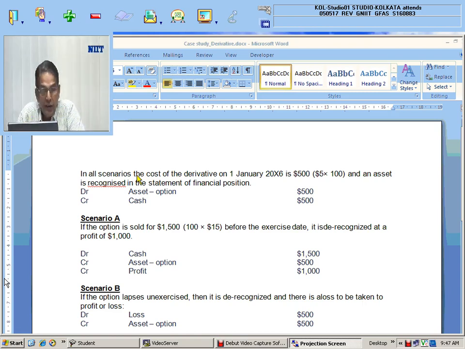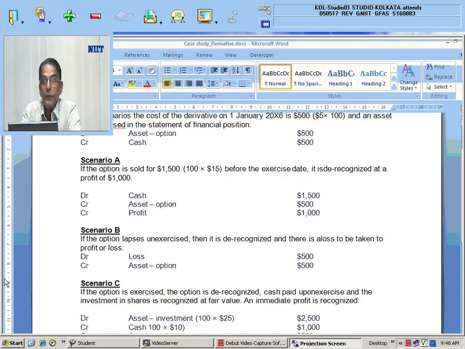That is the second scenario. If the option lapses unexercised, then it will be derecognized again because the contract is no more valid. It will be derecognized and there is a loss to be taken in profit and loss. So we will basically debit loss account $500 and credit asset option 500 on the day of expiry of the option contract, 31st December. So when the option lapses unexercised, the asset has to be derecognized, so you have to credit asset account and debit loss account to the extent of the value of the asset.